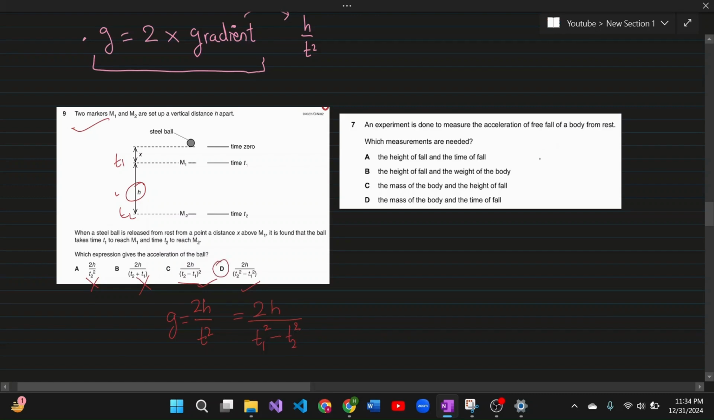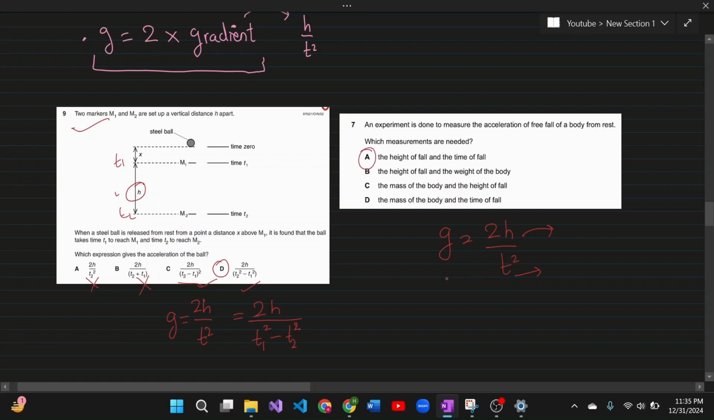Similarly, in the second MCQ, we can see an experiment is done to measure acceleration of free fall. Which measurements are needed? We know that the formula is 2h upon t square, so we need h and t. So we need height and time, height of fall and time of fall. So A would be the correct answer.